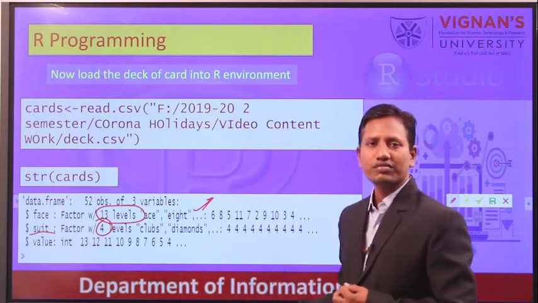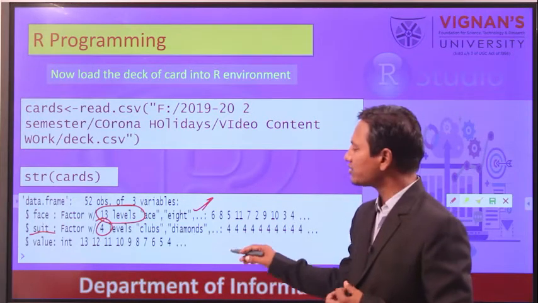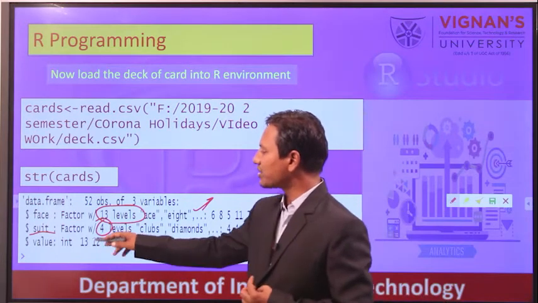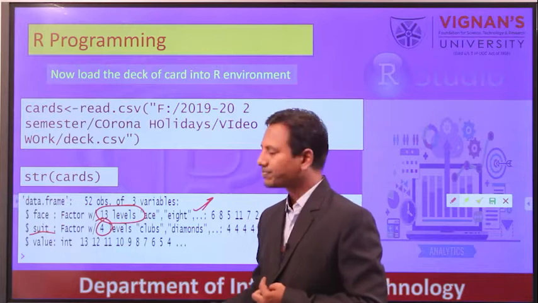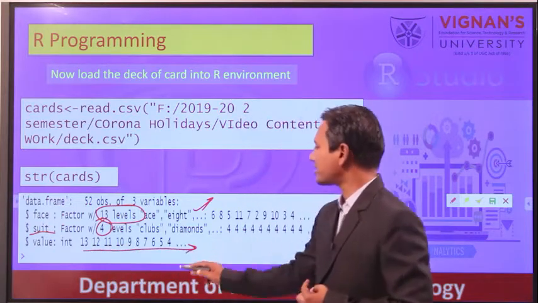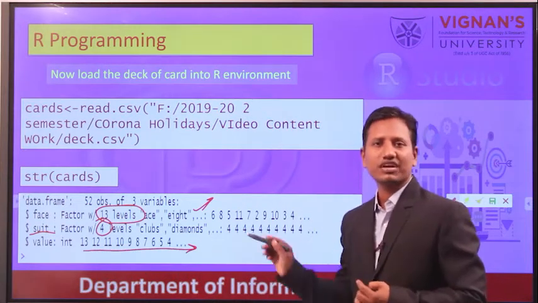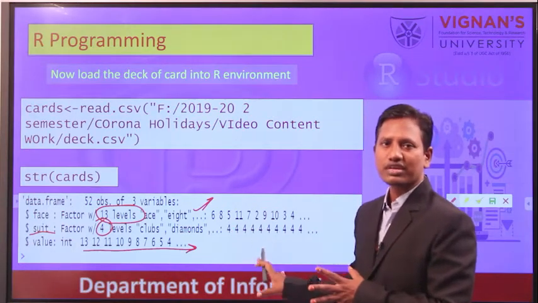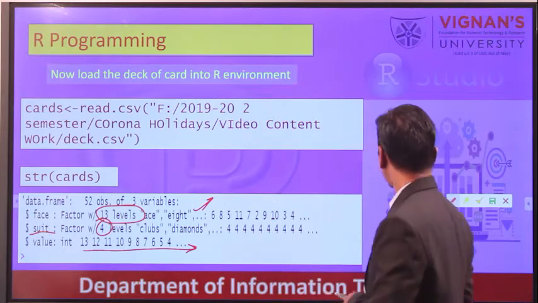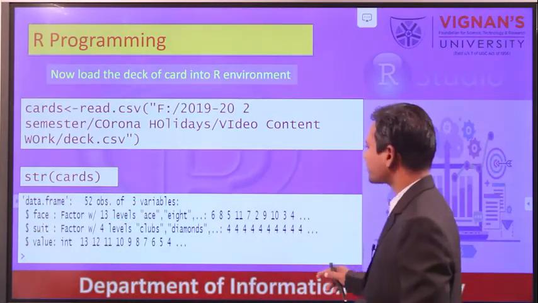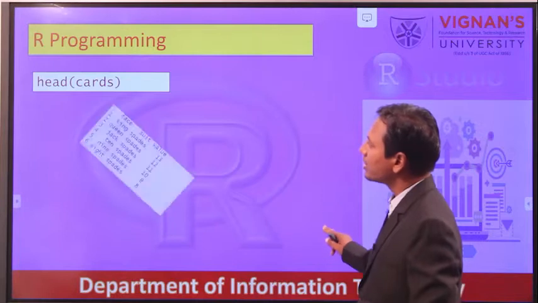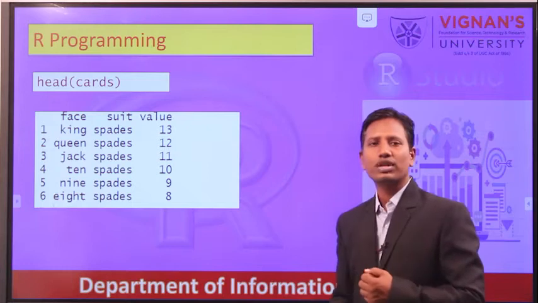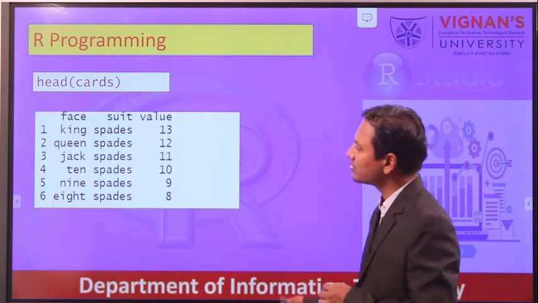And if you observe the values, they are stored in integer format, so that is why it is not shown in the form of a factor. With the help of this structure function, we can see the structure of the entire file or entire data frame. Now with the help of this head function, we can see the first 6 records.